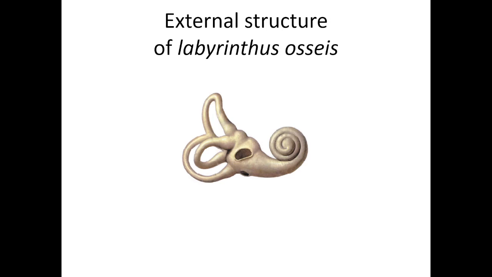Now, external structure of labyrinthus osseus. So what is this? These are fenestra cochleae and fenestra vestibuli, but this dotted line demonstrates the vestibulum. It's vestibulum. The portion which is between the cochlea and canalis semicircularis.